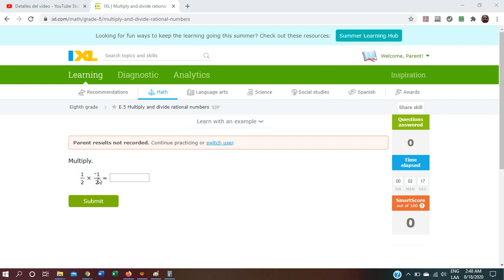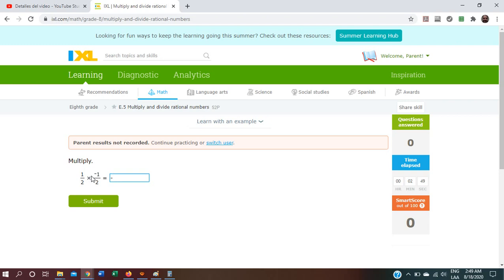Let's multiply these two rational numbers or these two fractions. In this case we have one positive fraction times one negative fraction. First, we're going to multiply the symbols. In this case positive times negative equals negative. Or in other words, same symbols equals positive, different symbols equals negative.